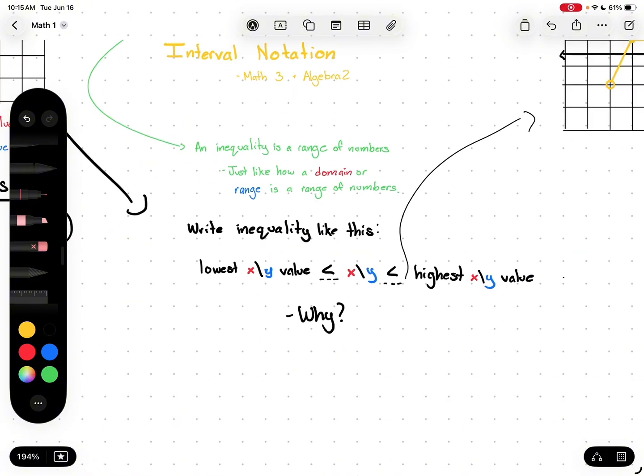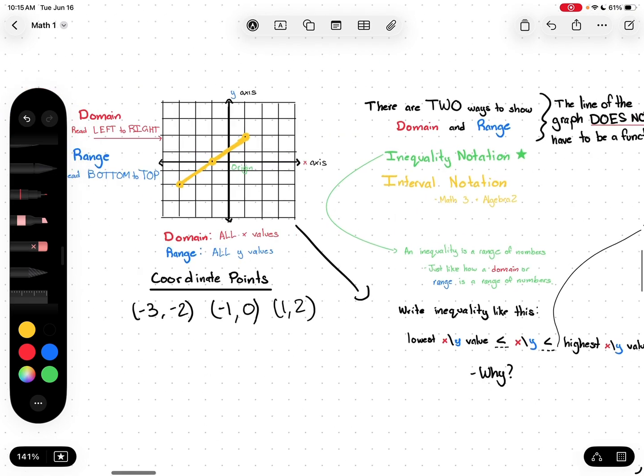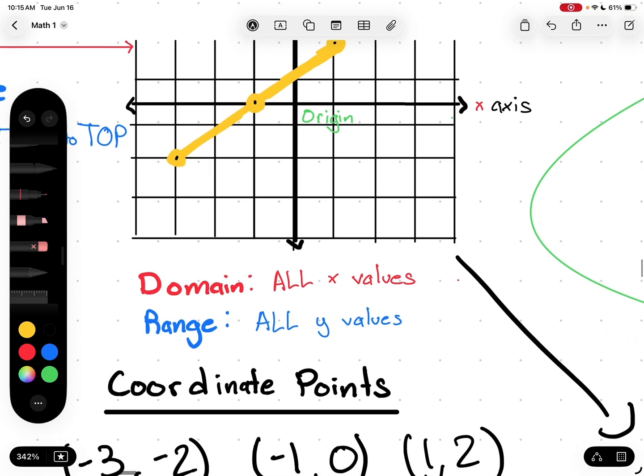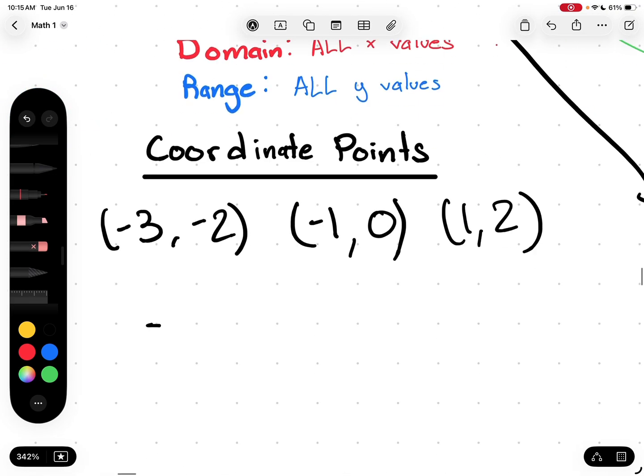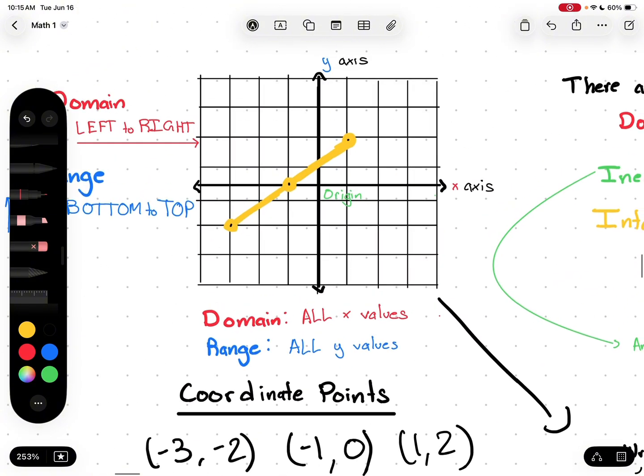You might be wondering, why does this make sense? I'm just going to use this example up here. We know that we're going to use domain. We know that our x values are negative 3, negative 1, and 1. And since it's a solid line, we know that this line touches all of the numbers between this point and that point. Here and here is what the graph consists of. So all of these x values in this area are affected by this graph. That's why this would be the domain. This area right here is the domain.